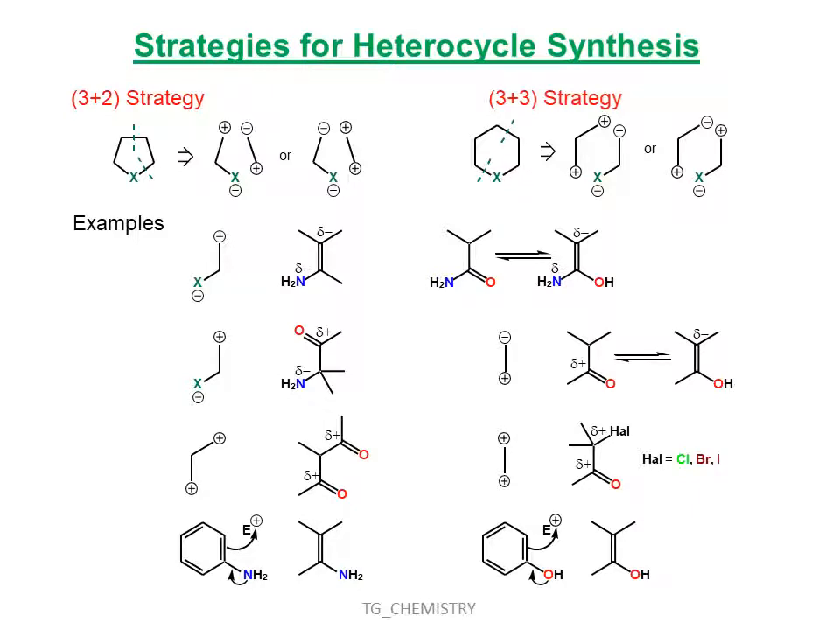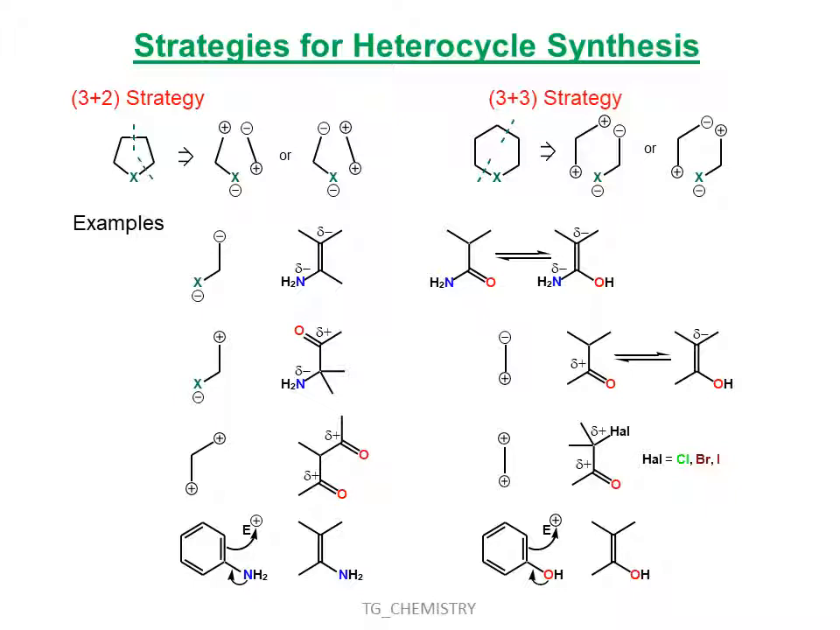So the 3 plus 2 strategy can be implemented in order to synthesize the 5-membered aromatic heterocycles, and these are the logical synthons obtained after retrosynthetic analysis for them. Again, the 3 plus 3 strategy can be used for synthesizing 6-membered aromatic heterocycles, and these are the logical synthons obtained after the retrosynthetic analysis. And some examples are given for the 3 plus 2 strategy and 3 plus 3 strategy, the synthetic equivalents of those logical synthons.